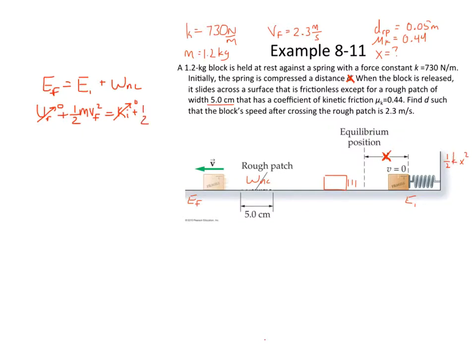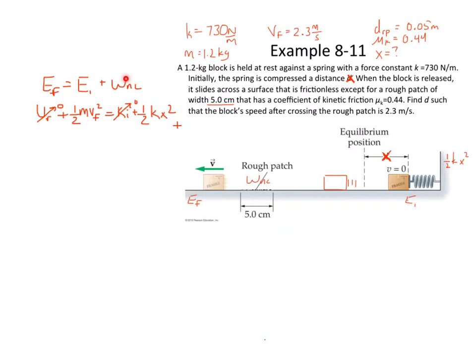Plus 1/2 kx squared. Now, I ran out of room, so I'm going to write below right there, or maybe I'll just dogleg down here. We're not done yet because we have our final energy of the system, our initial energy of the system, all wrapped up in that potential energy of the spring.